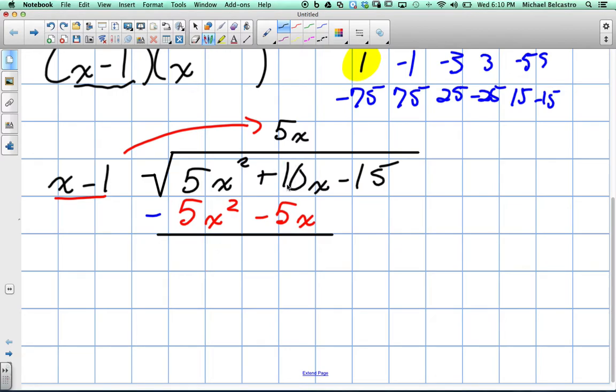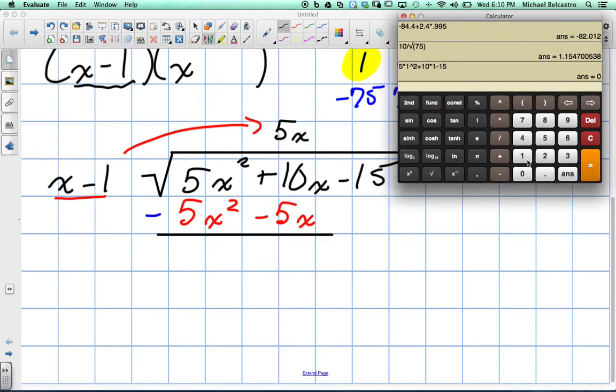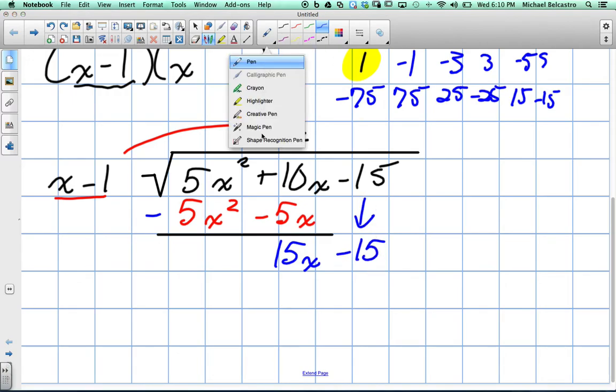What's important is 10x minus negative 5x, okay? If you recall, 10 subtract negative 5 is actually like adding, so it should equal positive 15. So we actually get positive 15x when we subtract. Then, like long division, we bring down the next number, and it is negative 15. And then we do this same process again.